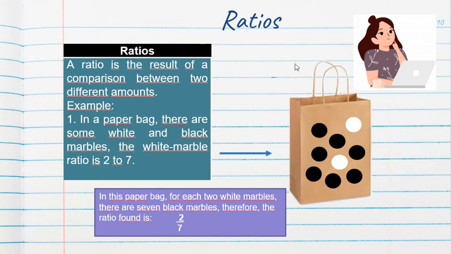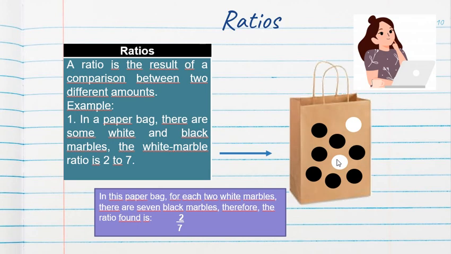You have a paper bag here. There are white dots or marbles and black dots or marbles. As you can see, there are only 2 white marbles versus 7 black marbles. So when I am saying, give me the ratio of white marbles and black marbles, I'm asking for the number on the white marbles first.